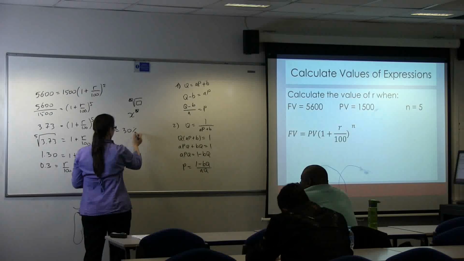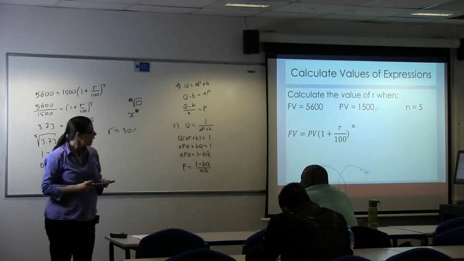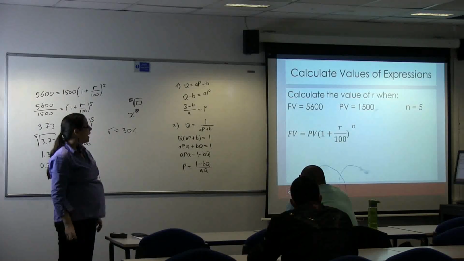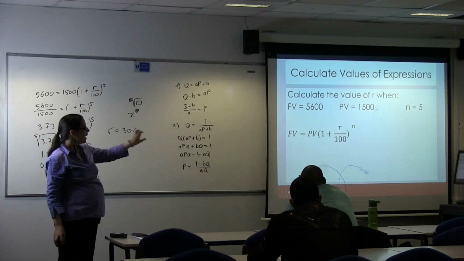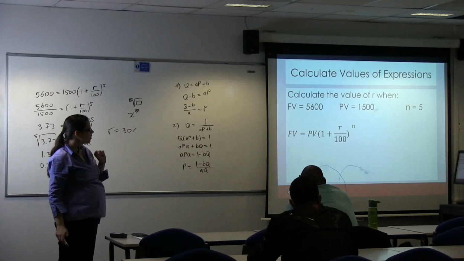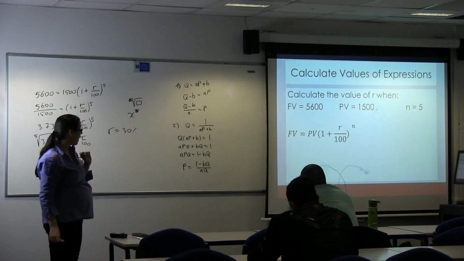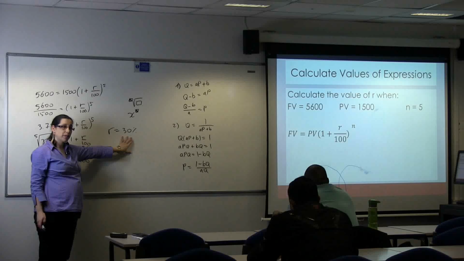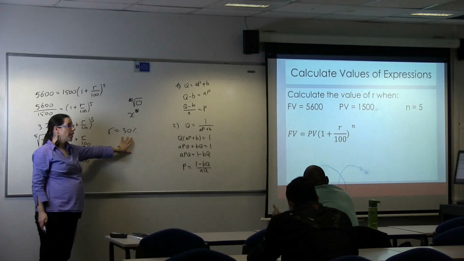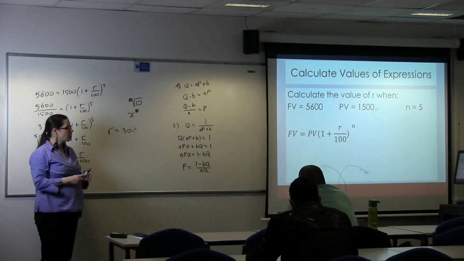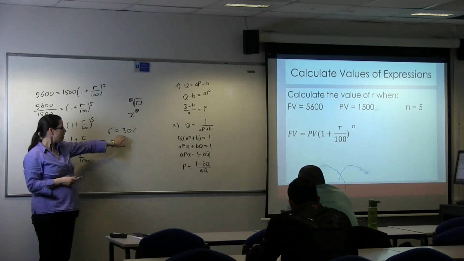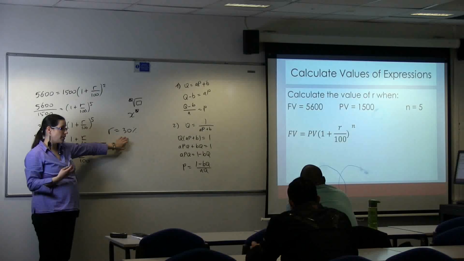So if I had £1,500 and I put it away for 5 years and I ended up with £5,600, that means that I would have had a very, very, very generous 30% interest rate on that investment, compounding for 5 years. And if you look at the two values, that's not such a huge amount of money that you earned over the 5 years, but that's already a very huge interest rate.